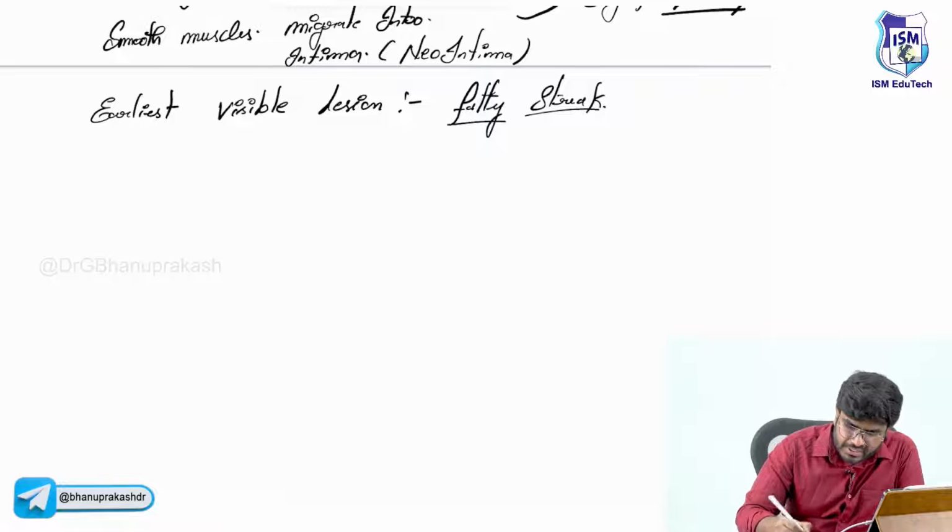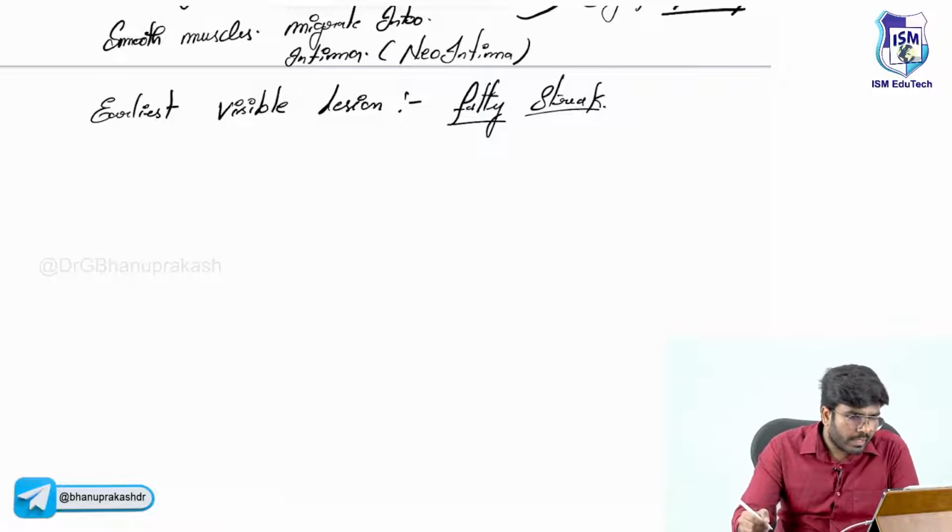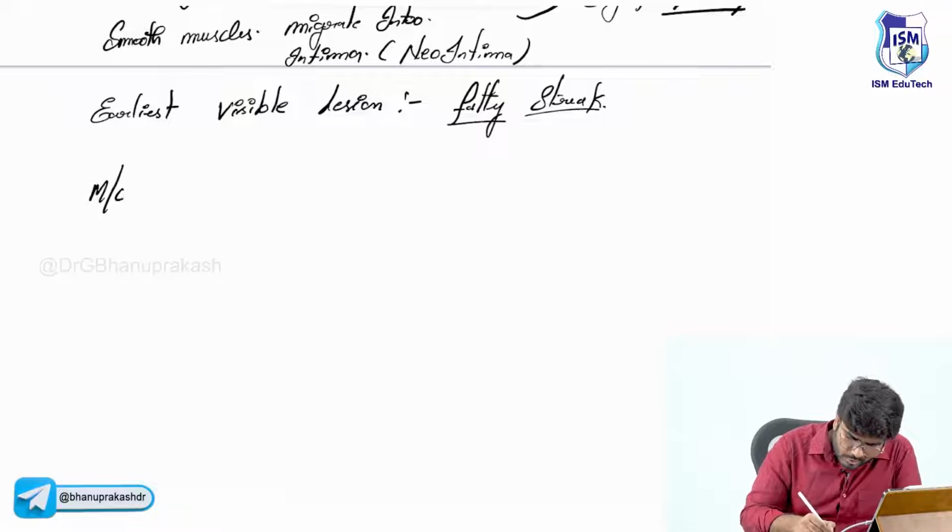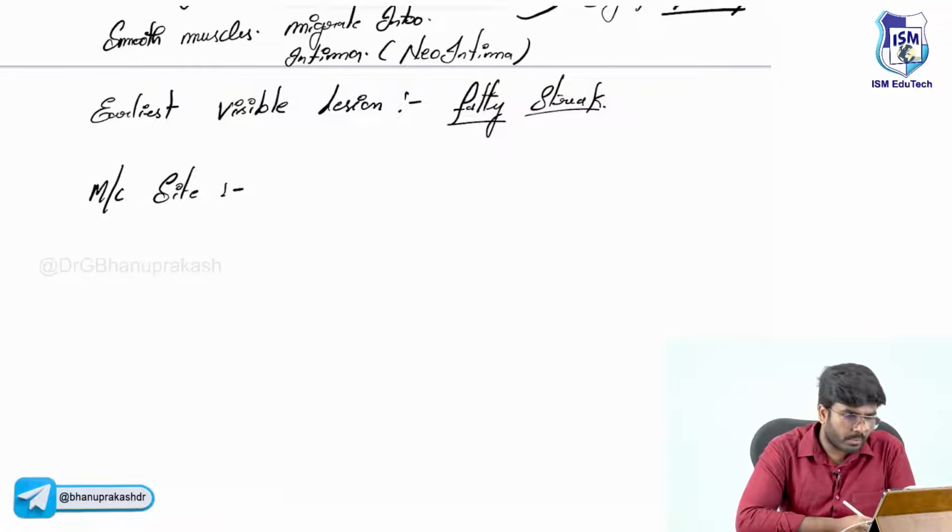What exactly is fatty streak? It's a collection of the foam cells. Now you can ask me, sir, atherosclerosis, where exactly is it going to occur? What's the most common site? Most common site of atherosclerosis. Any idea, guys? What is the most common site of atherosclerosis?